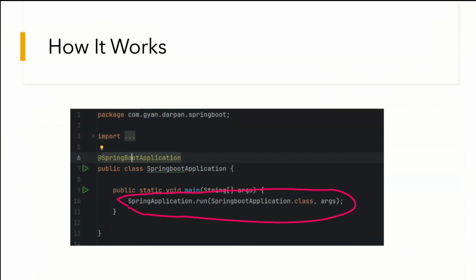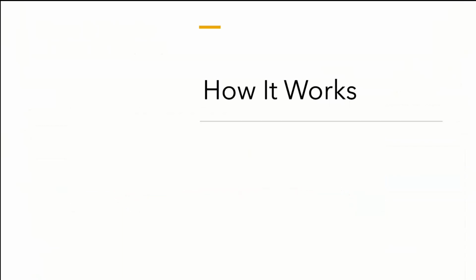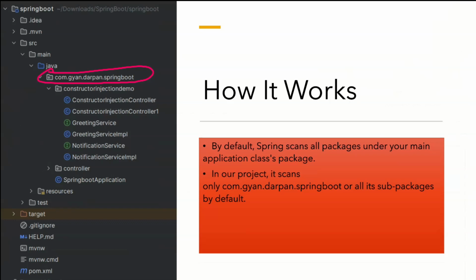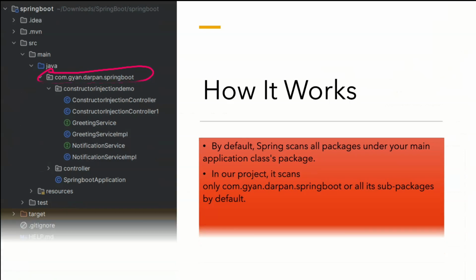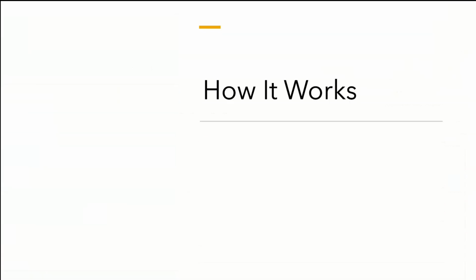Let's now return to the topic of component scan. By default, Spring scans all packages under your main application class's package. In our project, it scans only com.gan.darpun.springboot or all its sub-packages by default. When the application starts, Spring scans the packages for classes annotated with component-related stereotypes. Once a candidate component is found, it creates a bean definition and registers it with the Spring application context. The bean is then available for dependency injection and can be autowired into other classes.